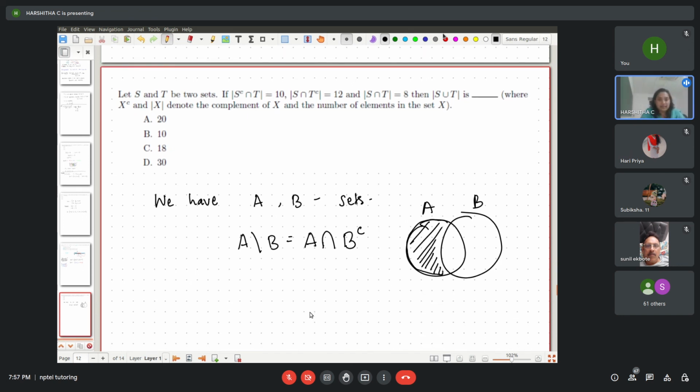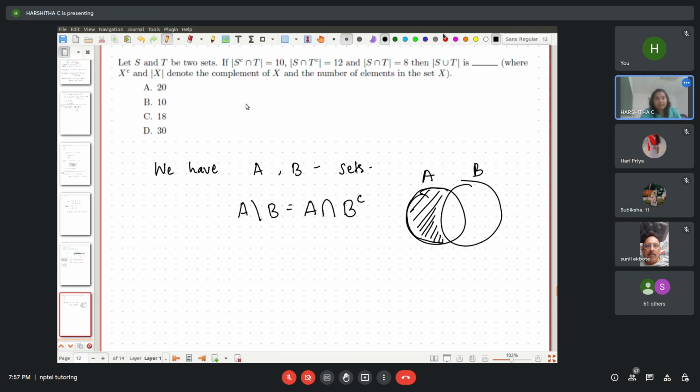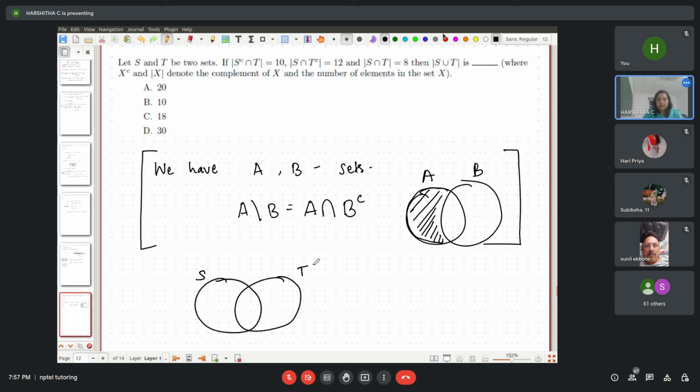With this understanding, let's see if we can solve this question. So we have S and T, two sets. Here we have S, we have T, and what are we given? We are given three objects: S complement intersection T, S intersection T complement, and S intersection T. So let us mark these three in the diagram.